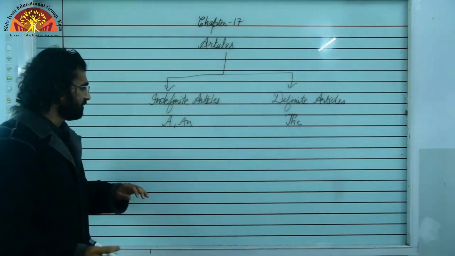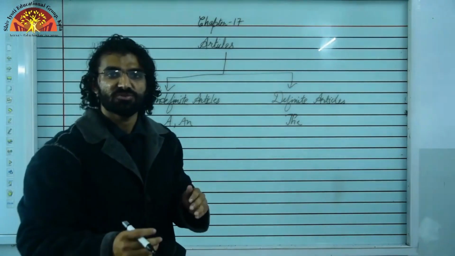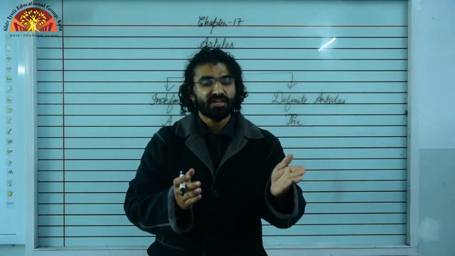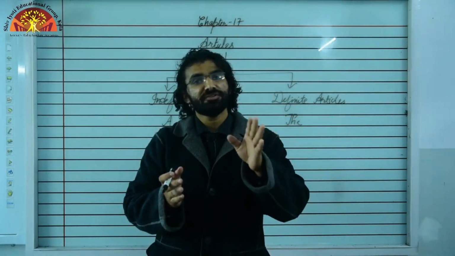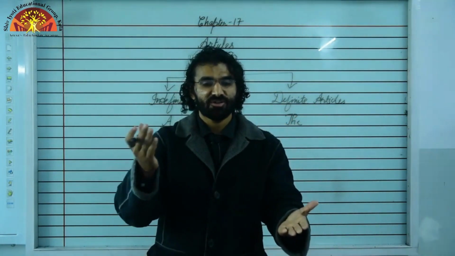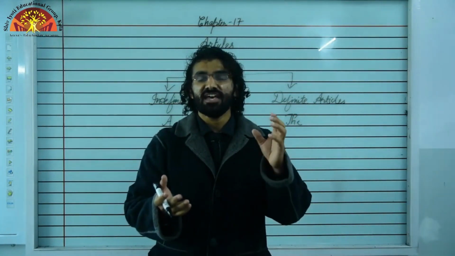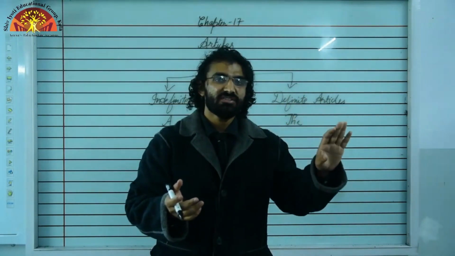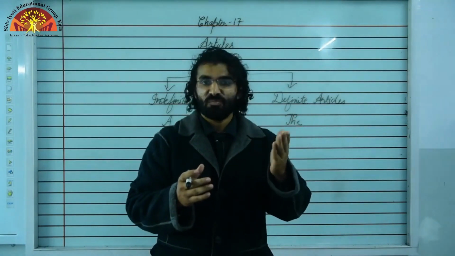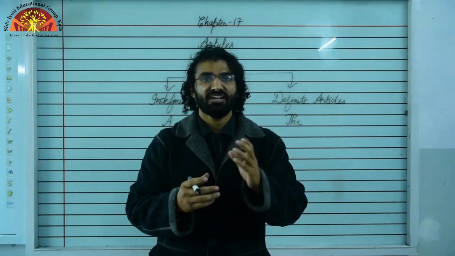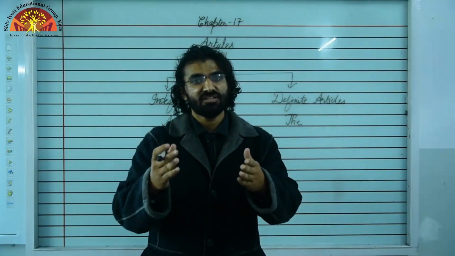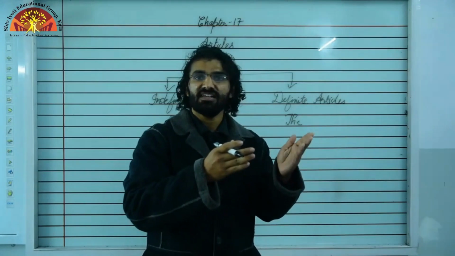Now we will talk about where to use a and where to use an. We use a before the words that begin with consonant sound. A ball, a cat, a dog, a hat. While we use an before the words that start with vowel sound. An ink pot, an orange, an elephant. The words that start with A, E, I, O, U with vowel sound, before them we use the article an.